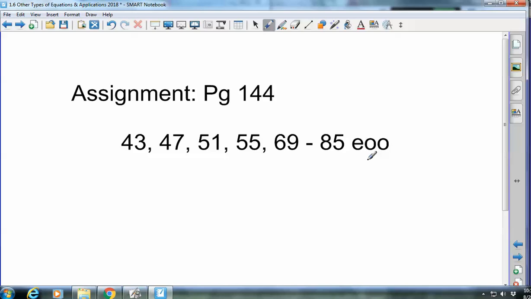Again, I pick all odd problems because I want you to be able to check these as you go and know if you're getting the right answers or not. EOO, you guys remember what that means? Every other odd. So if you don't like EOO, you could write them out.